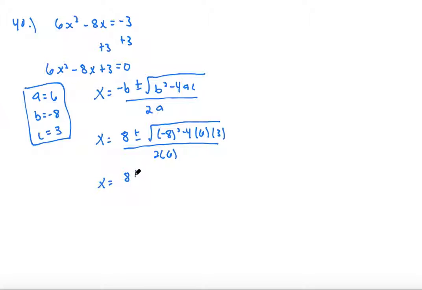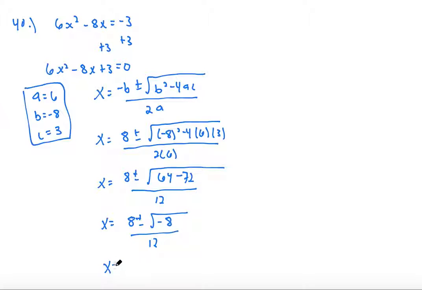So we have x equals 8 plus or minus the square root of 64 minus 24 times 3. I'm going to pull up my calculator here so I don't make a mistake. 24 times 3 is 72, all over 12. So we have x equals 8 plus or minus the square root of 64 minus 72, and that gives us negative 8 over 12. So we have x equals 8 plus or minus the square root, that's going to be negative 4 times 2 over 12, which equals 8 plus or minus 2i square roots of 2 all over 12.